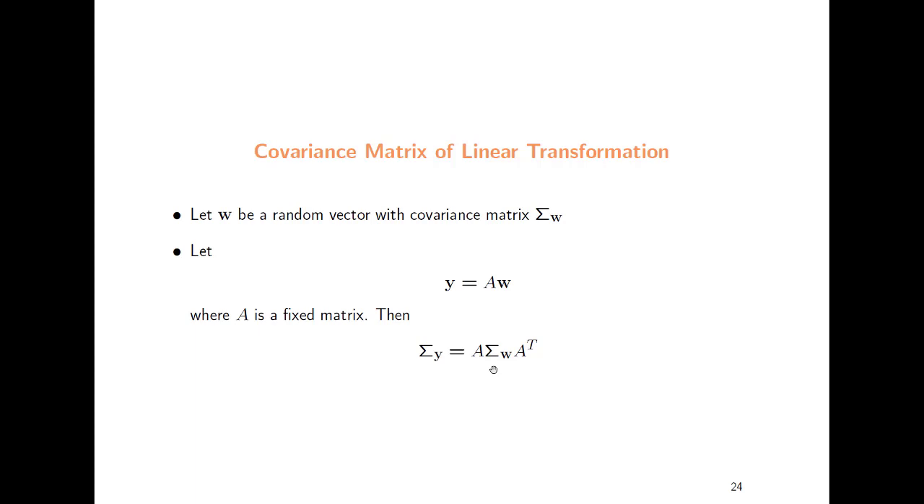So let's say we have a random vector W. W has several dimensions, and we know the covariance. Let's even assume that the mean of W is 0. But the components of W are not completely independent, and this is specified by a covariance matrix sigma sub W.